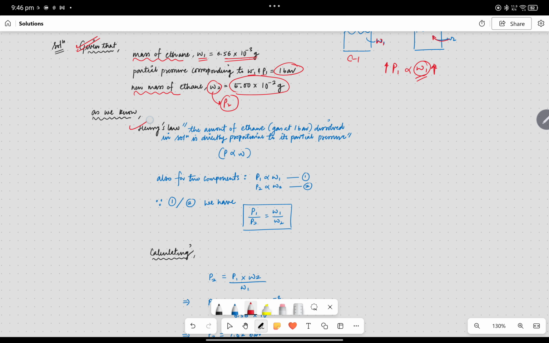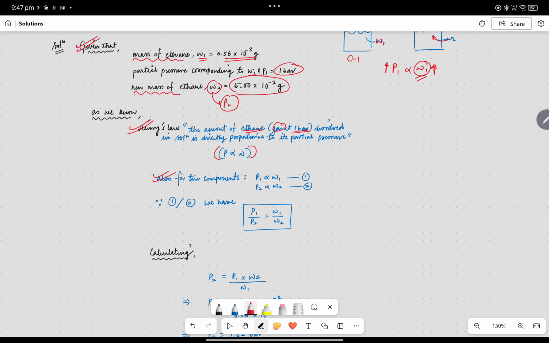You have to use Henry's law. Henry's law tells that the amount of ethane, that is gas at 1 bar, that the ethane is going to be in gaseous phase at 1 bar, that is dissolved in solution is directly proportional to the partial pressure. So the amount of gas that is going to dissolve in the solution in liquid phase is directly proportional to the partial pressure of the gas in the system. That is what Henry's law says to you.